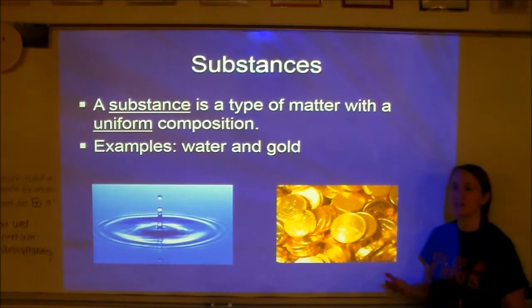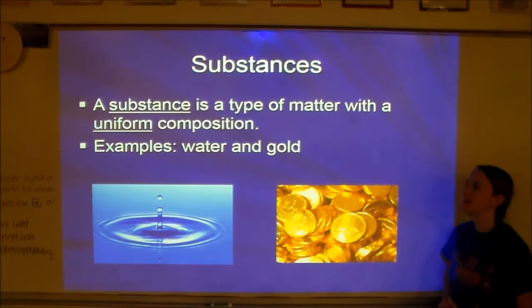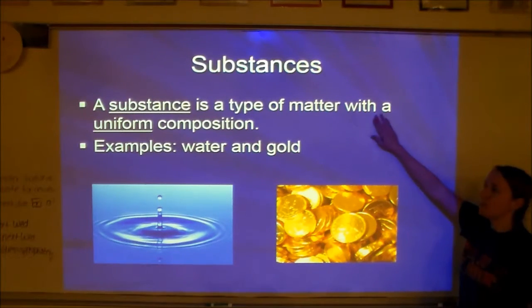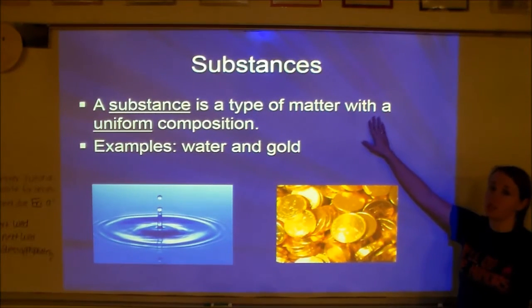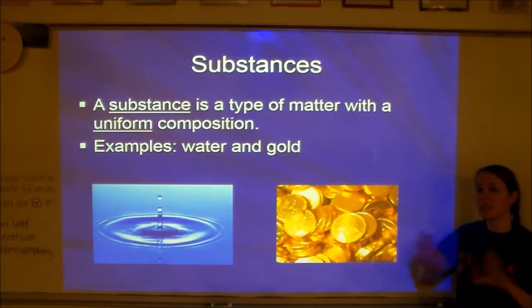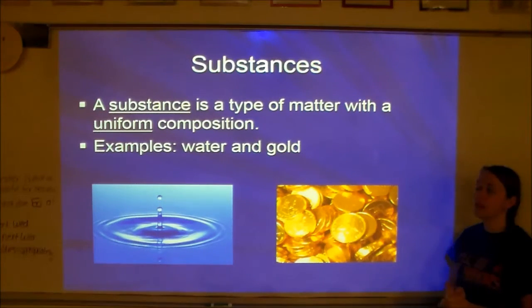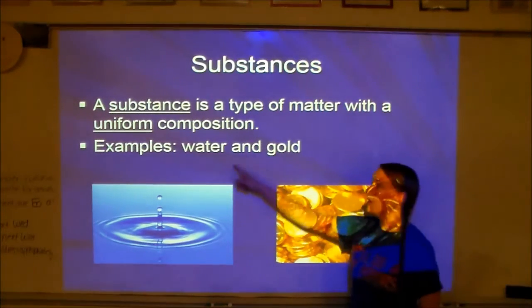You're going to hear me talk about substances a lot in class. A substance is a type of matter with a uniform composition. Uniform just means it's the same throughout, because we're going to talk a little bit later about mixtures, and they do not have a uniform composition. So it's the same throughout. Examples include water and gold.